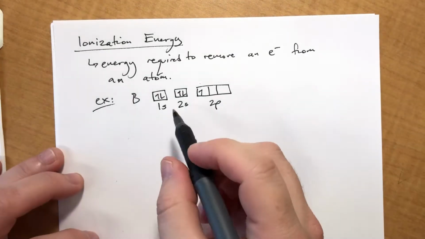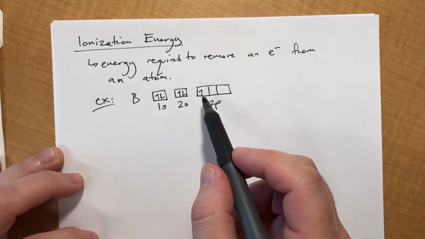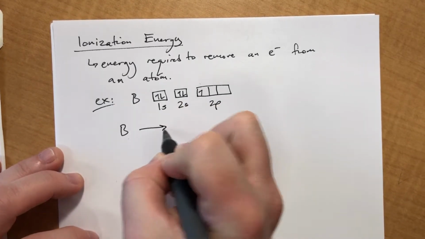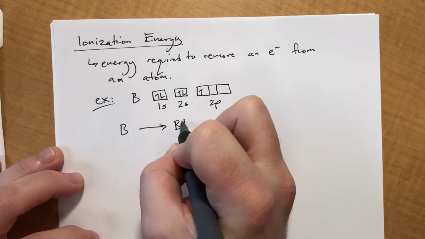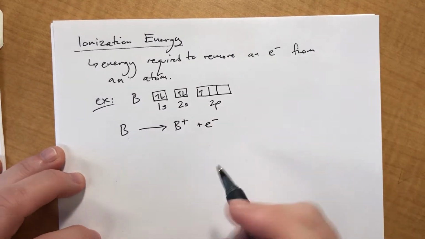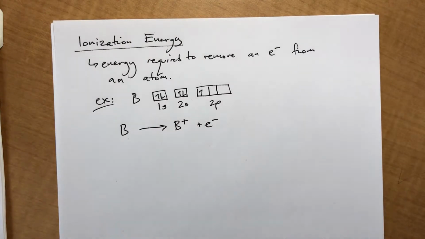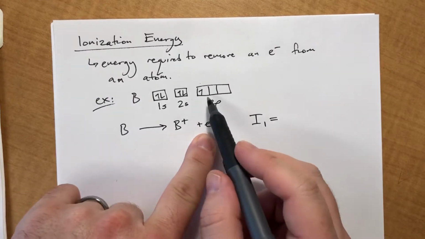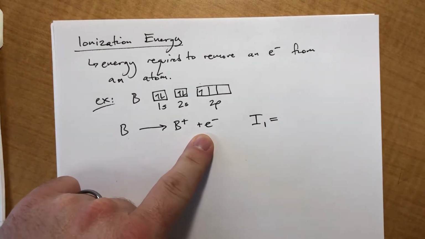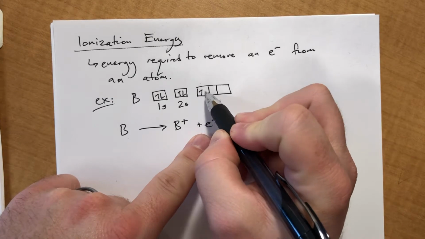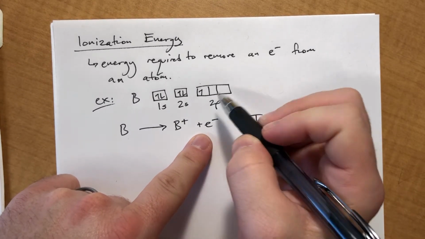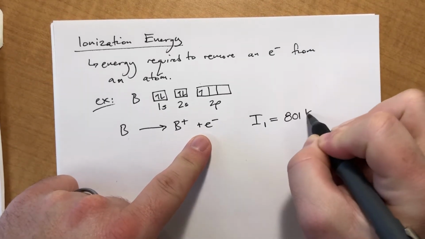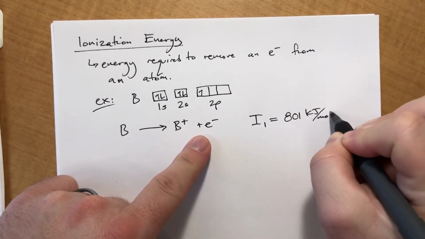Okay, so what we are going to do is look at how much energy it takes to rip off each of these individual electrons. So if we take boron and we rip off 1 electron, we get boron with a plus charge, and an electron as a product. It gets removed, whatever. This is known as the first ionization energy. It's the energy to rip off the first electron. And for I1, this is the electron being ripped off, whatever the last one was that was added. Okay? And its value is 801 kilojoules per mole.